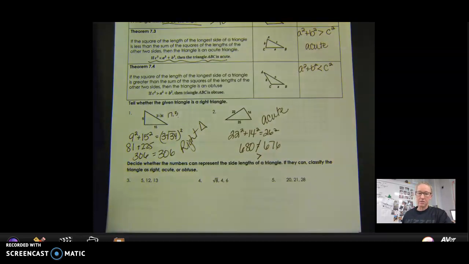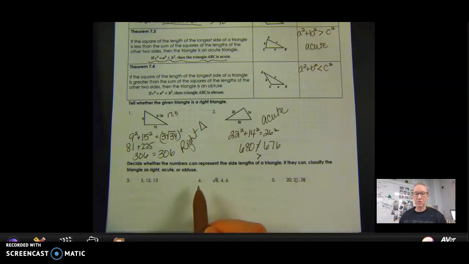Okay, decide whether the numbers can represent the sides of a triangle. So we have to remember that in order for a triangle to be a triangle, the two smaller side lengths have to add up to greater than the third one. So the two smaller would be 5 and 12. That does add to more than 13. Square root of 8 is 2.8, so 2.8 plus 4 does add to more than 6. 20 and 21 do add to more than 28. So all three of those make a triangle.